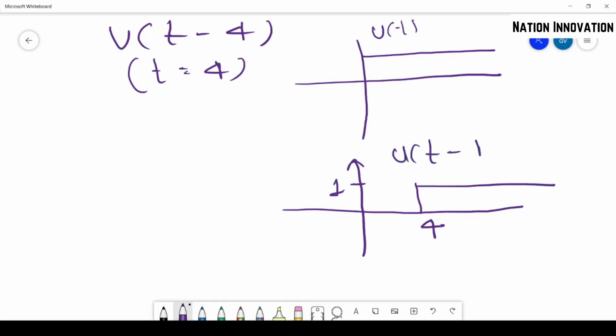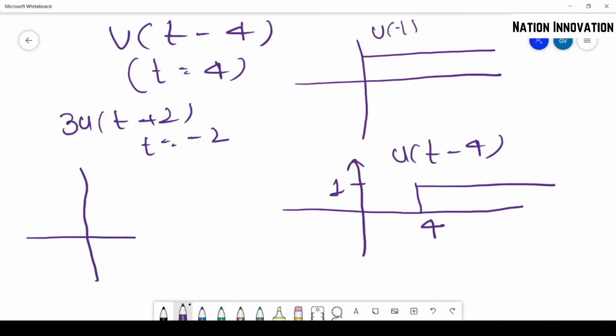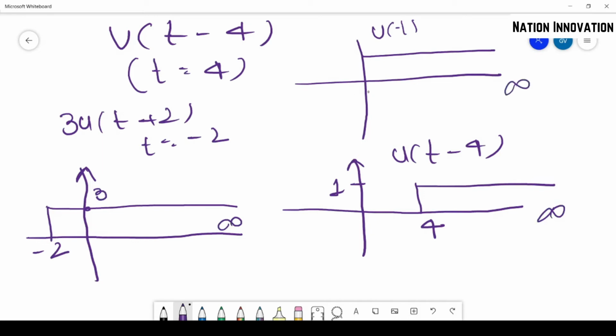Now if I have to take another operation like 3 u of t plus 2, this will be defined from t equal to minus 2, and this will be 3. It is going up to infinity. This is at t equal to 0, and this is 1. Okay, so this is a unit step signal.